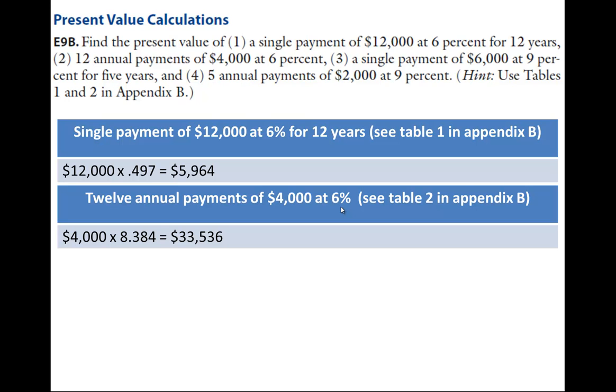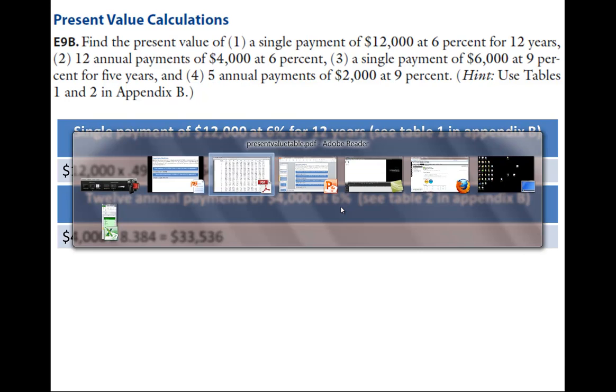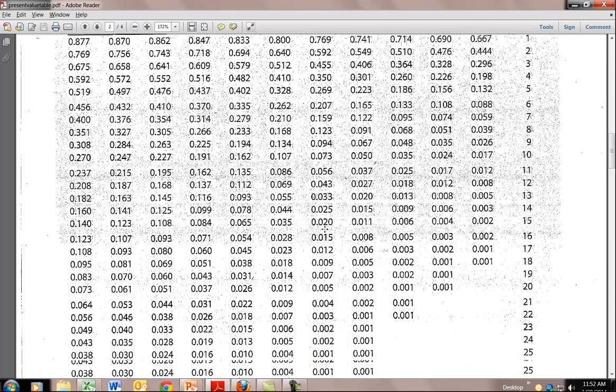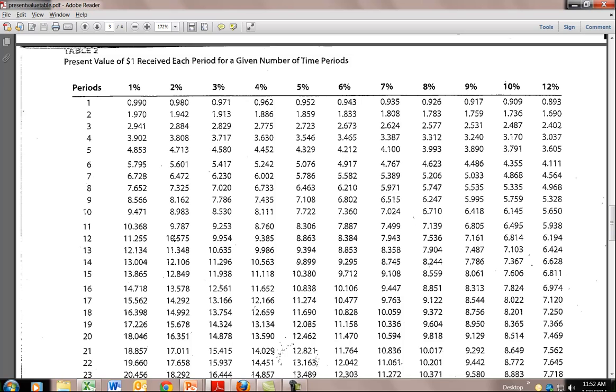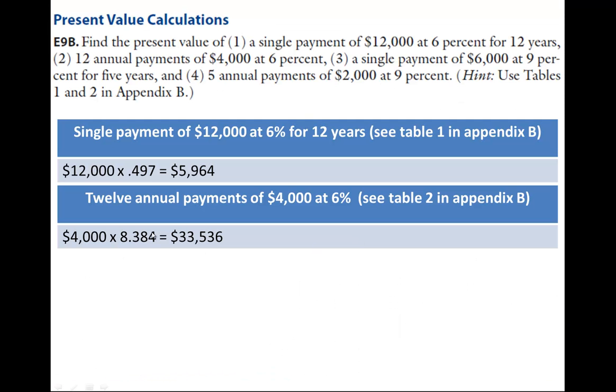So we're going to switch to table 2 at 6% and 12 periods. Okay, so here's our 6% and our 12 periods, and my factor is 8.384. If I take the 8.384 times the $4,000, the amount I want to withdraw every year for the next 12 years, if I invest $33,536 today at 6%, I can take $4,000 out every year.